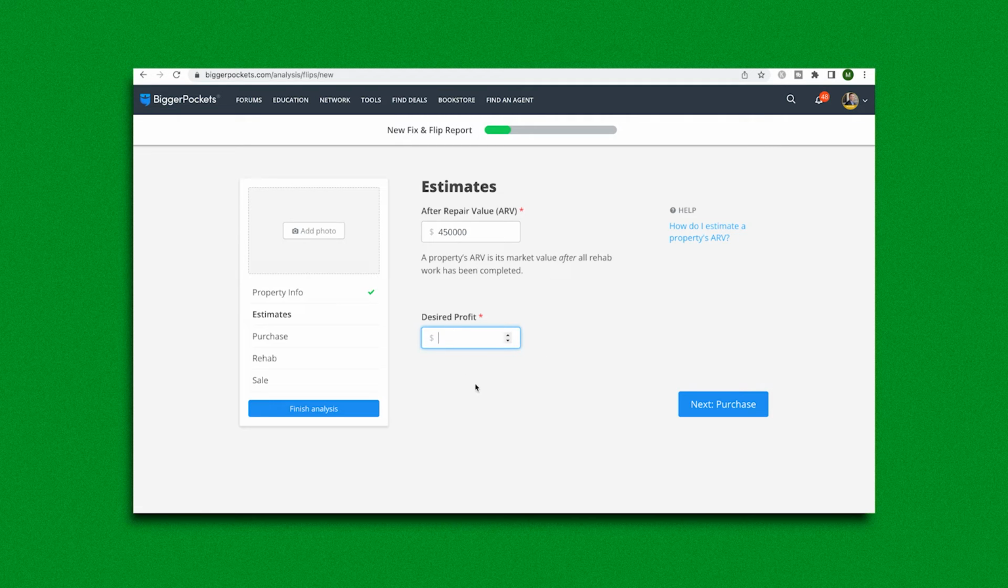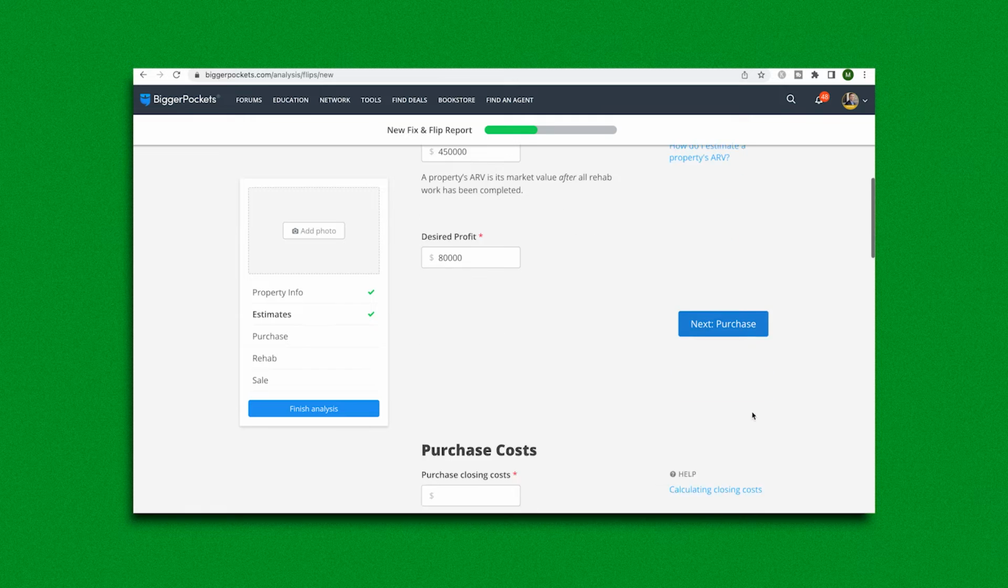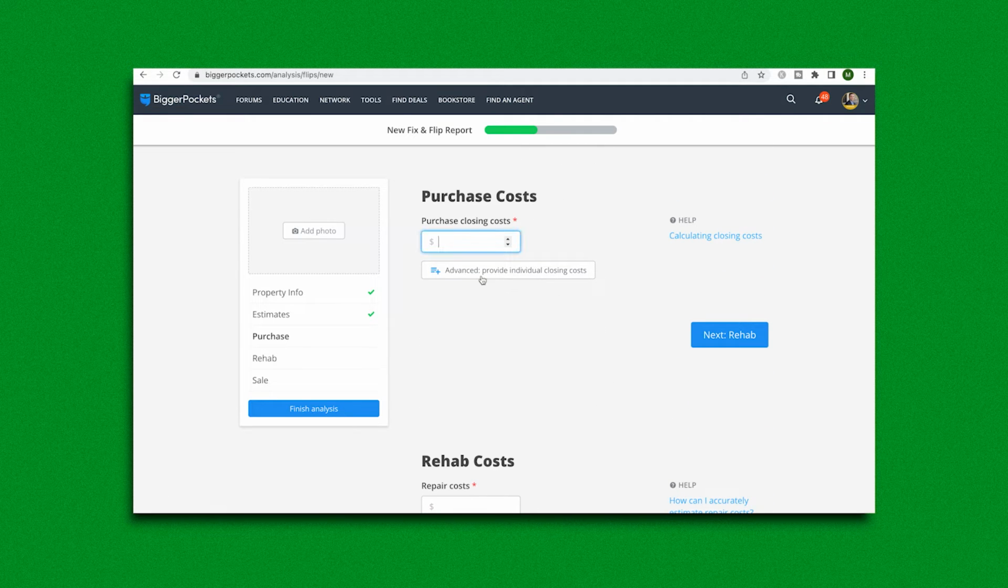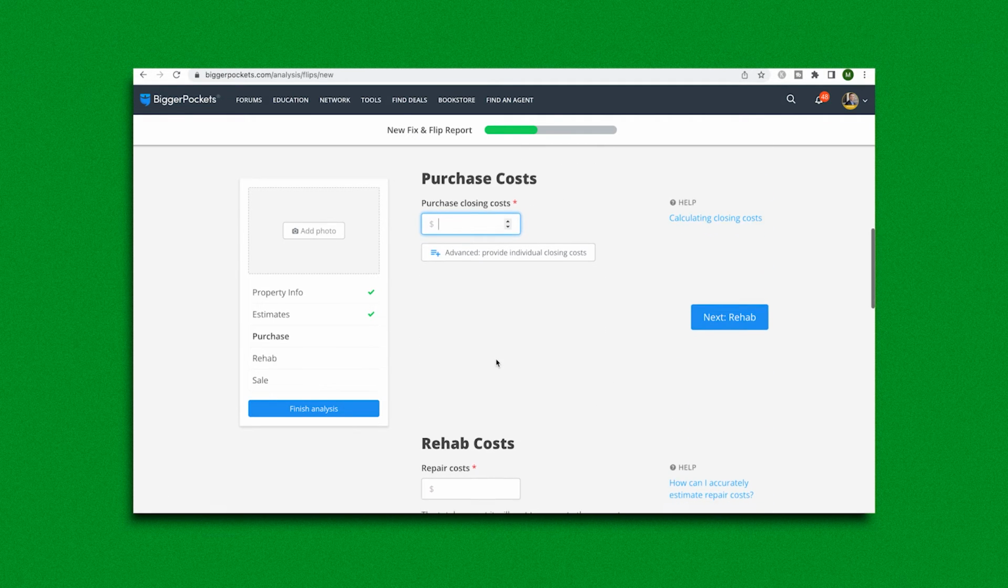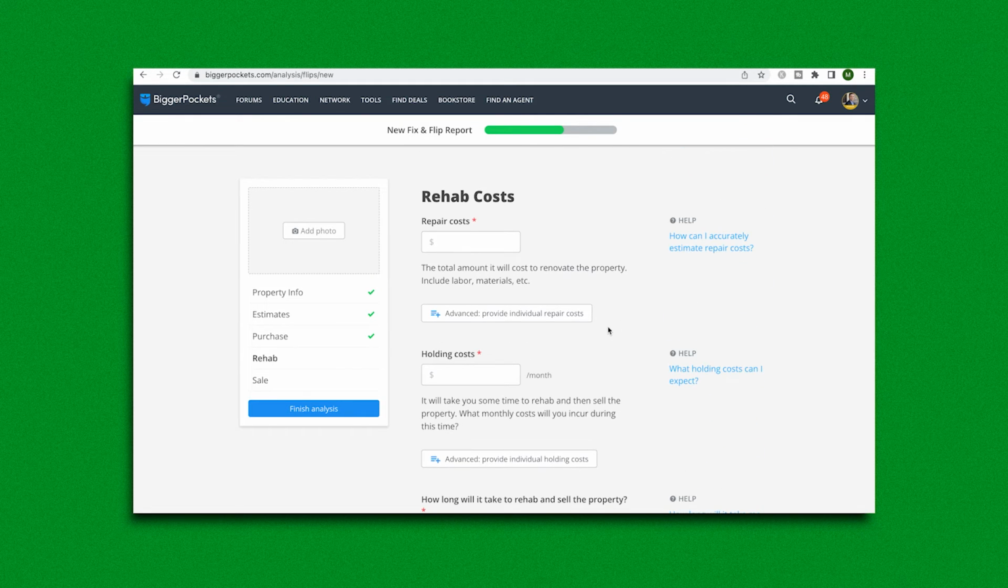Desired profit, we already talked about that, right? Someone doing a deal like this is going to want to make at least $80,000 just to give themselves some cushion, and I wouldn't be surprised if the investors you work with say they want more. Purchase closing cost, this property might be a little bit more expensive. We'll say $4,500. It's going to depend on your area.